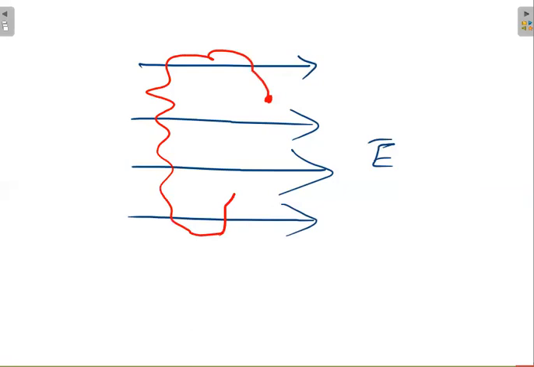Finally, even if I reach back here, what is the work done? Work done is still 0. So the total work done is independent of path. It simply depends on the distance between the 2 points. Please note down the work done.